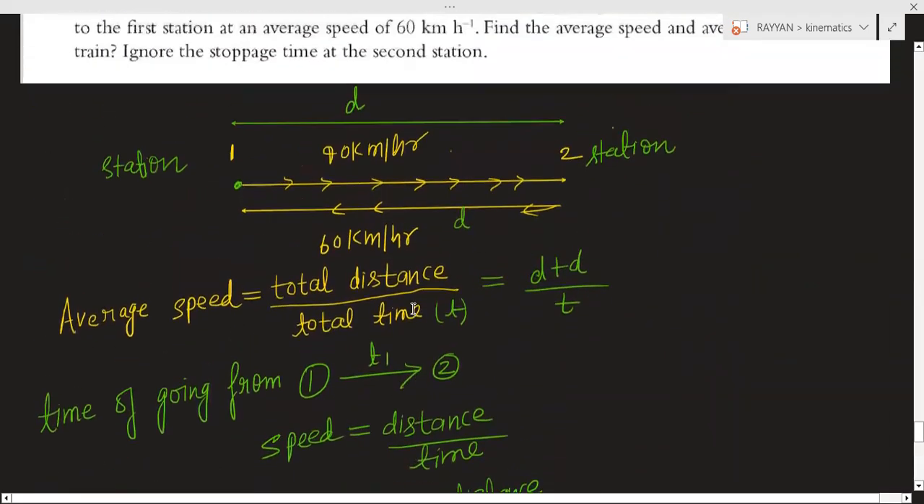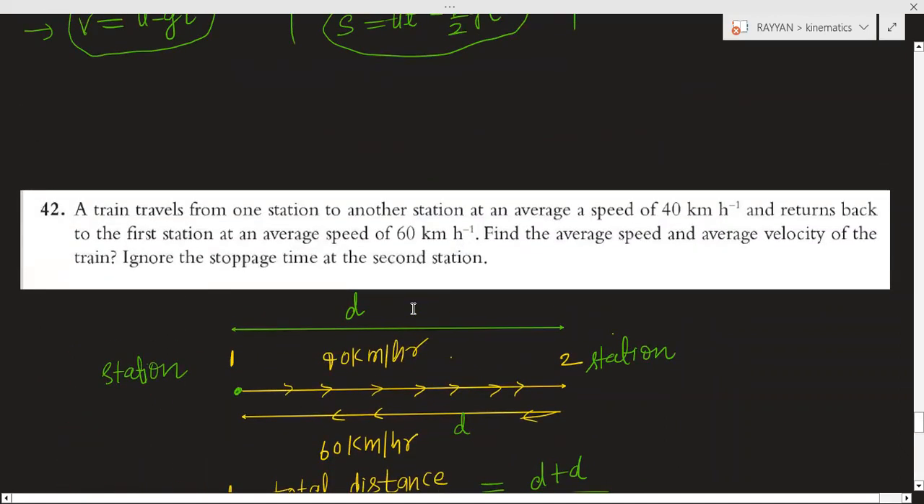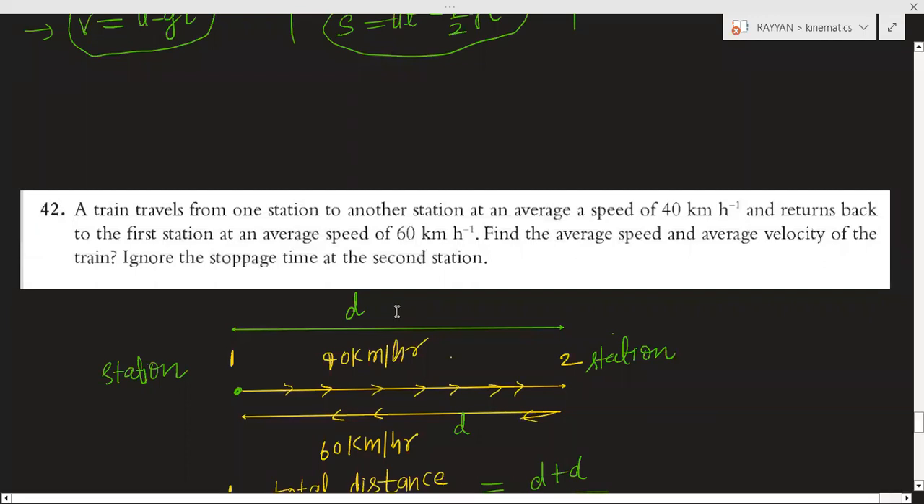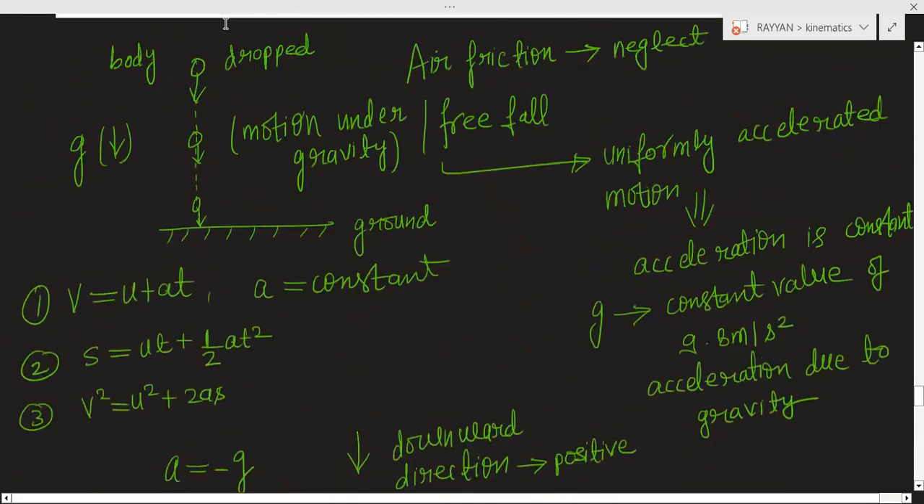Now you can see how we have calculated the average speed, because here only the speeds are given, not the distance, but the equal distance is given. So that is why we are able to calculate the average speed here. Otherwise, it is very difficult. So please write down all the things properly.